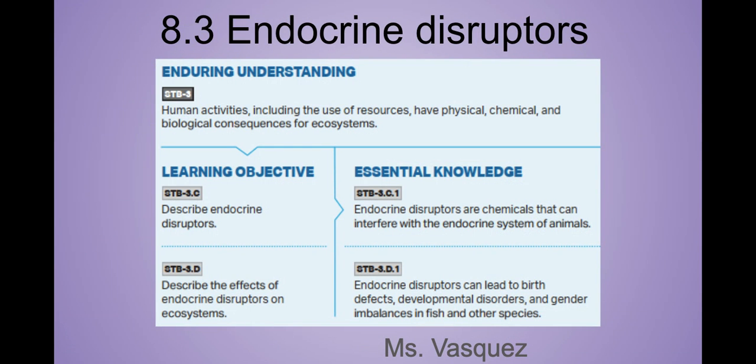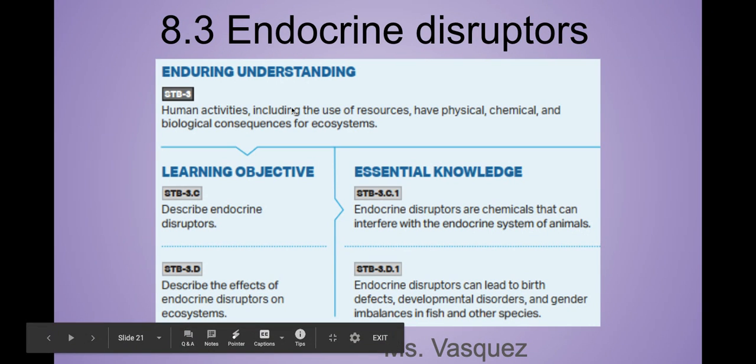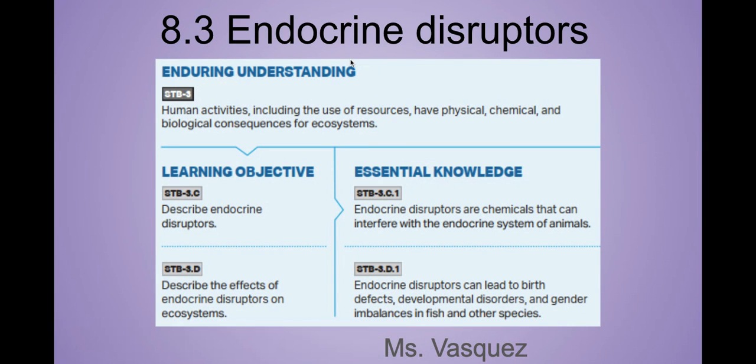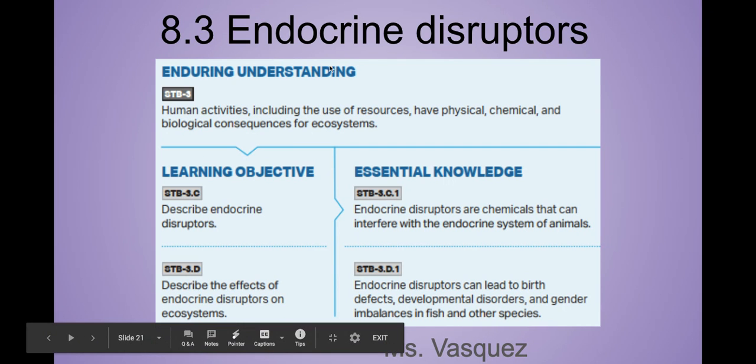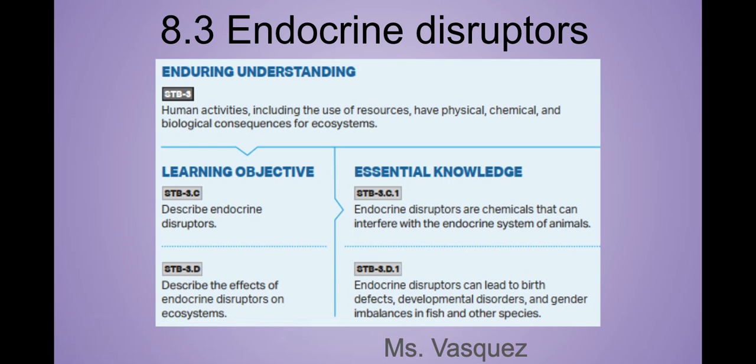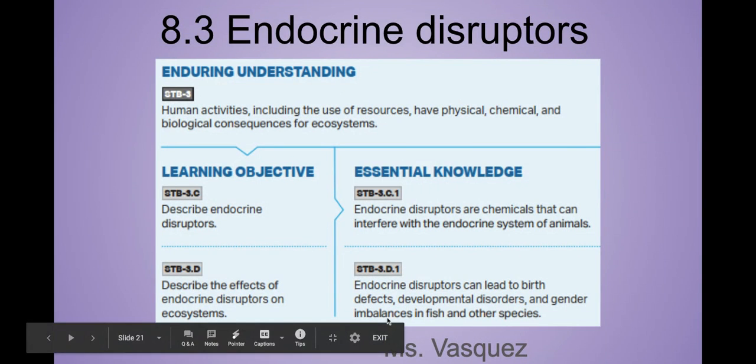Okay. Endocrine disruptors. So 8.3, endocrine disruptors. If you remember what an endocrine system is, the endocrine system is the system in our body that is going to help us with the production of hormones, and it's going to help us to maintain homeostasis. But there are these chemicals that are being produced by us in different products that are called endocrine disruptors because they disrupt the hormones from our endocrine system. And then we're going to see the effects of this.